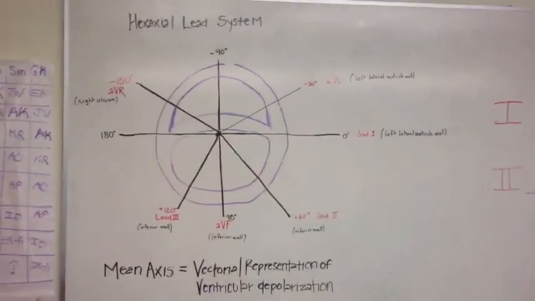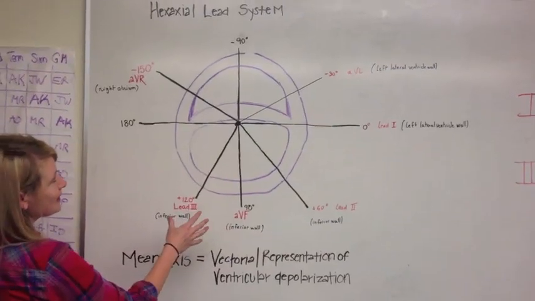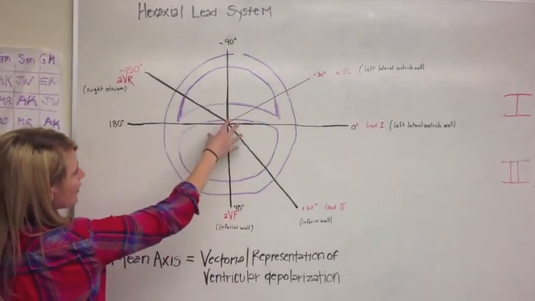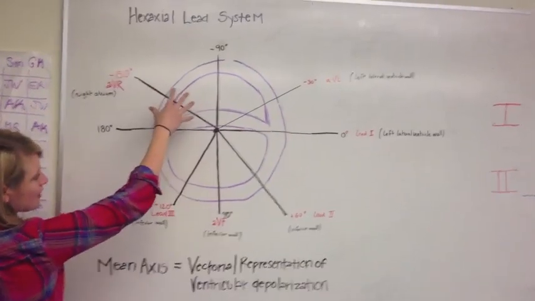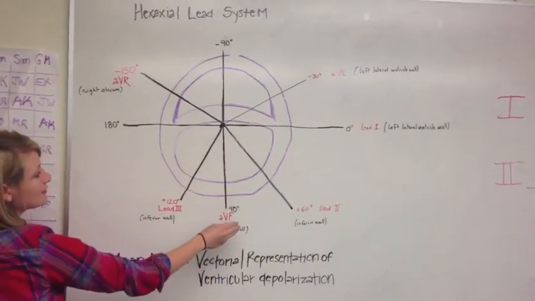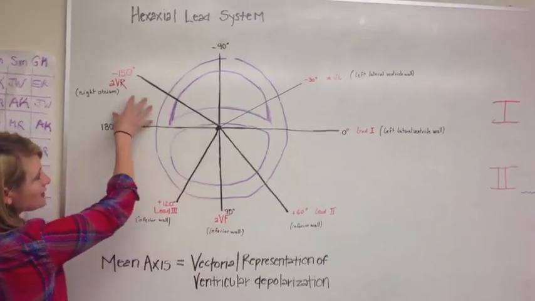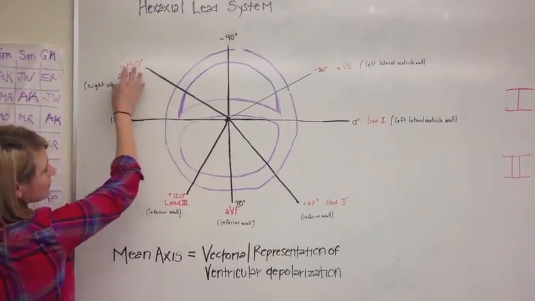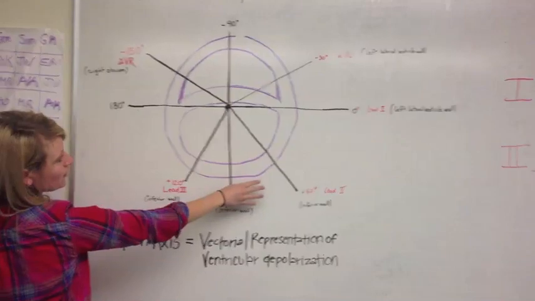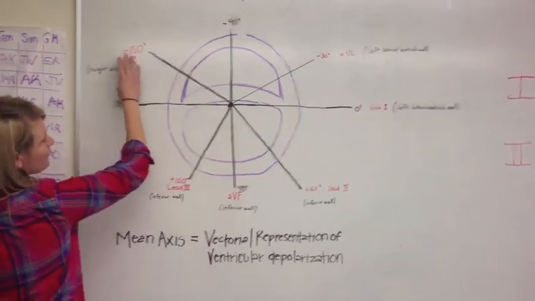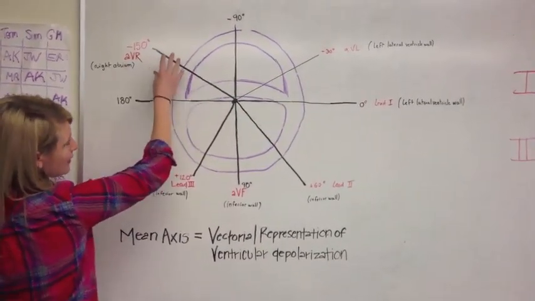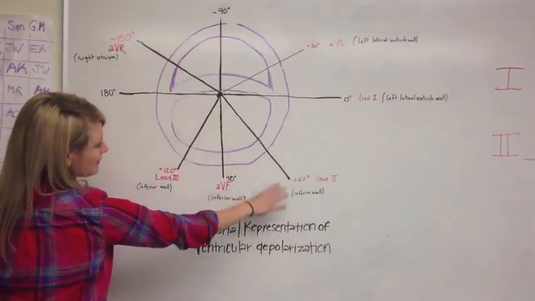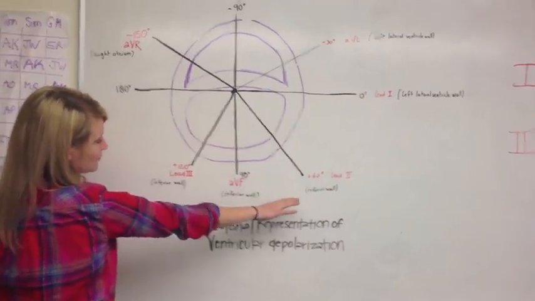So what this picture is representing is looking at the heart straight on. This is the center of the heart, and this is the atria and the ventricle. Since your depolarization is generated in your atria and is going away from your atria to your ventricle, all of your vectors here will be negative, since they're going away from this area, and they'll be positive down here because they're going toward the ventricle.